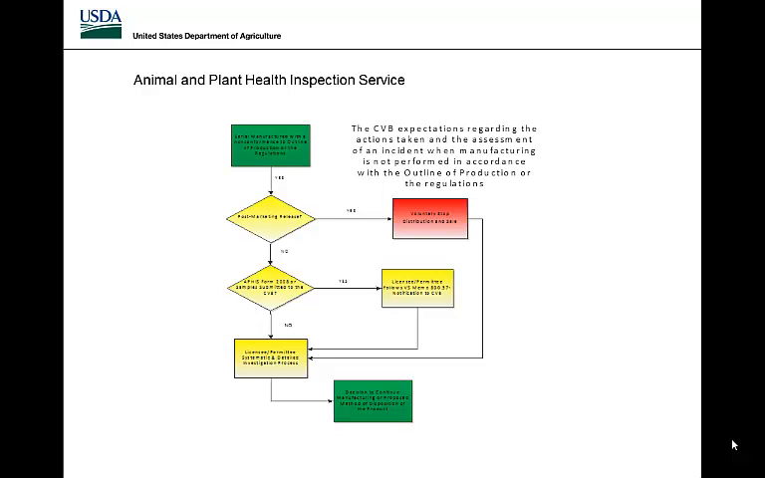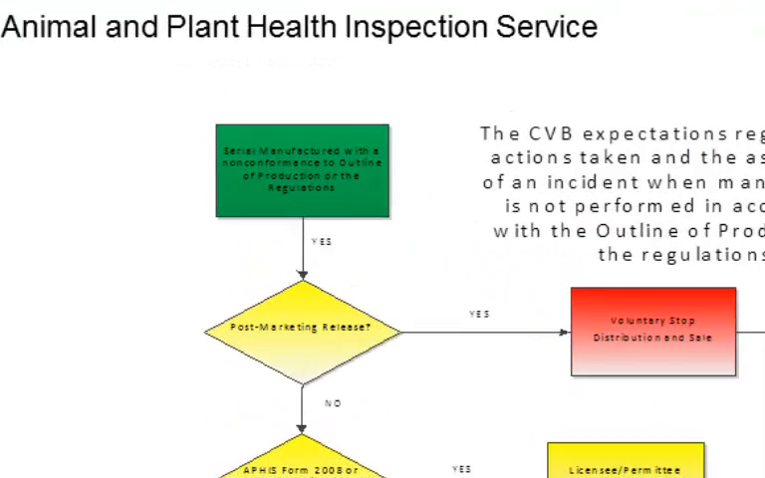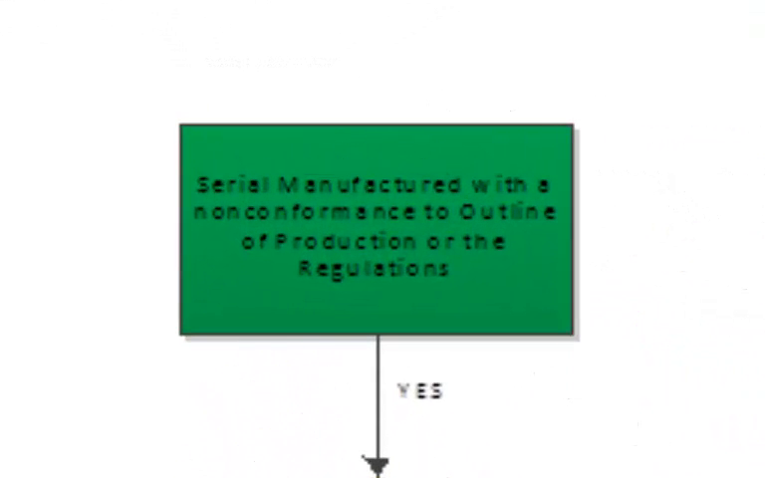The flowchart shown outlines the CVB's expectations regarding the actions taken and the assessment of an incident when manufacturing is not performed in accordance with the outline of production or the regulations. As shown in the upper green box, when a cereal manufactured with a nonconformance to the outline of production or regulations is discovered, the firm must determine the status of the cereal or cereals affected.